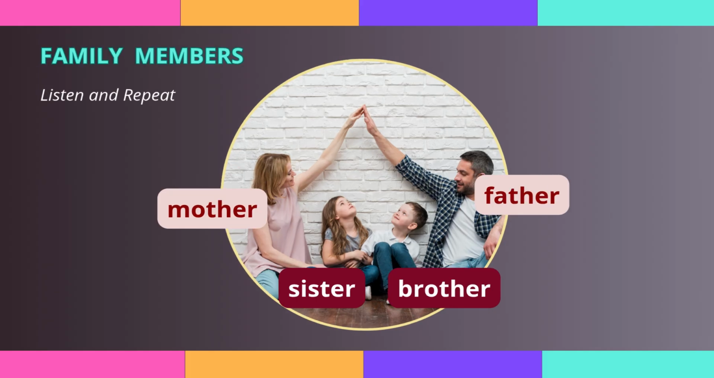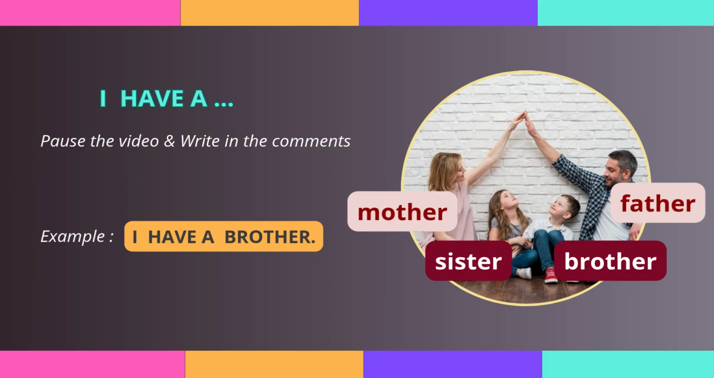Listen and repeat. Mother, father, sister, brother. It's like a rhyme. Father, mother, sister, brother. And now pause the video and write in the comments: I have a, for example, I have a brother.